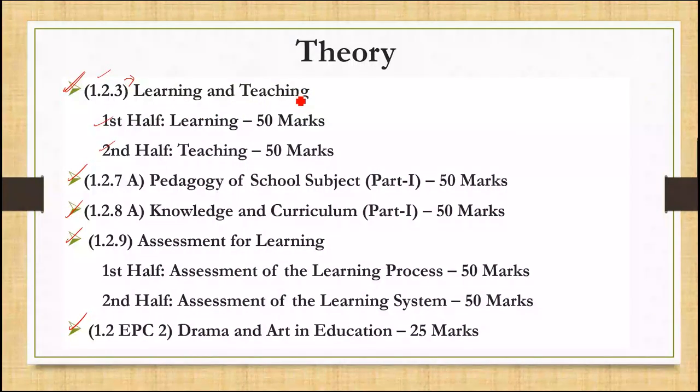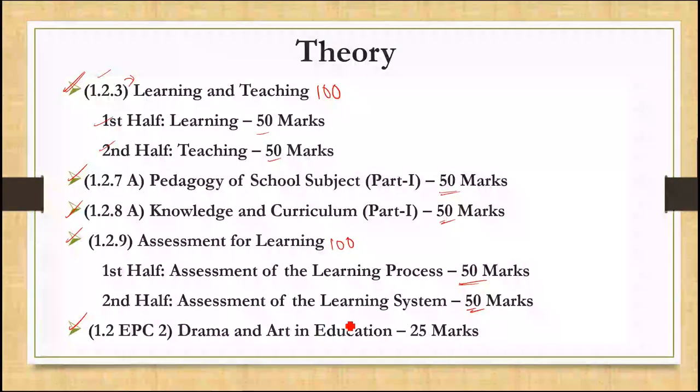Learning and Teaching, or the first course in your second semester, is of total 100 marks. 50 marks for the first half and 50 marks for the second half, so total comes up to be 100. Pedagogy of School Subject Part 1 is total 50 marks, no division like in the case of the first subject, so this 50 marks is for the entire course. So 50 marks for the third course also, which is called Knowledge and Curriculum. Now Assessment for Learning has 2 parts, each 50 marks, right? So this course will total carry 100 marks.